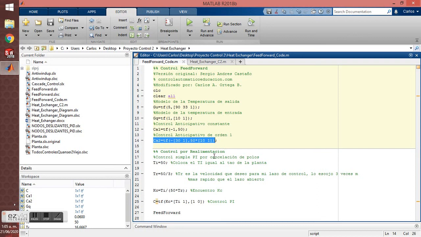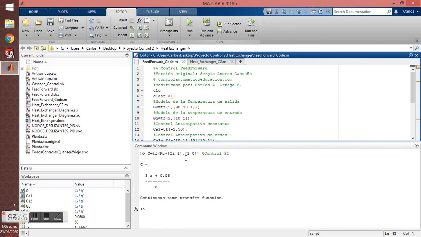Now, for feedback control, we place u equal to the output of the plant and we make it 3 times faster than in open loop. Ti is equal to 50 and Tr is equal to 50 divided by 3. Finally, we find the value of the constant Kc and develop the structure corresponding to the PI control. Here we can see the PI control that we have developed for the feedforward controller.